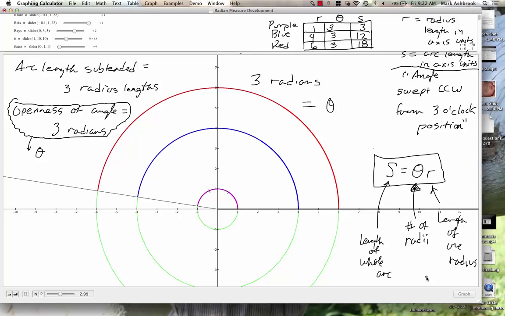This makes perfect sense. You got the length of one radius, and then theta is counting how many of those you have. And that will give you the total length. Should be easy, right? Multiplication. So even though theta does mean openness, that's our primary meaning for it, in this equation, it really helps to think of that number theta as how many radius lengths are drawn out. Okay, any questions on that?